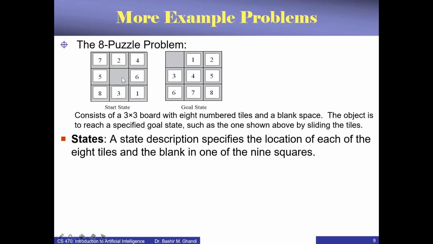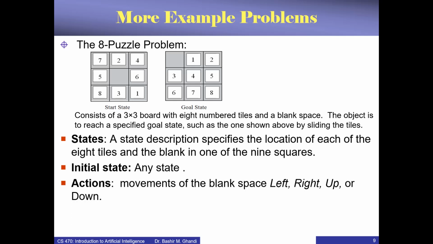Basically, in this case, the states are not clear. You need to be able to specify what are the states. So we need to identify the state space for this problem. A state description specifies the location of each of the 8 tiles and the blank in one of the 9 squares. All the possible combinations will give you the states that are possible in this problem. The initial state is generally a random arrangement of these numbers, so we can say any state could be the initial state.